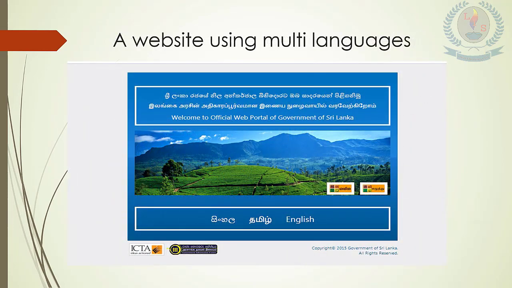Moving to the next slide, you can see another website, the government website of Sri Lanka, and it uses 3 languages. Why is that? Because Sri Lanka is a multicultural society where people speak different languages. If they designed the website using one language, that would not be appropriate for the other people. That's why they have to think about this multi-language concept.